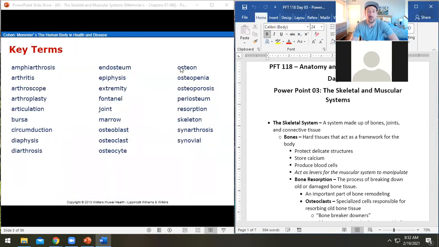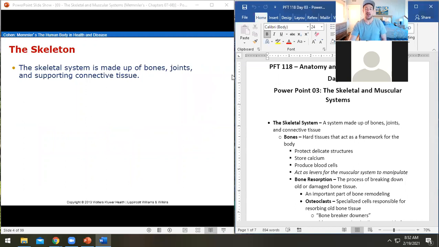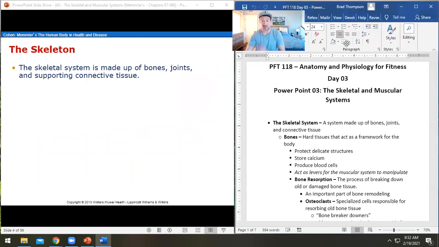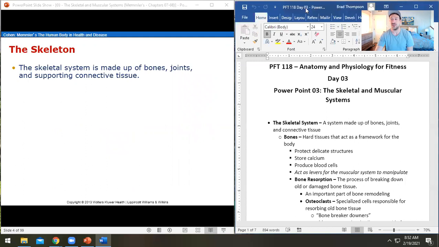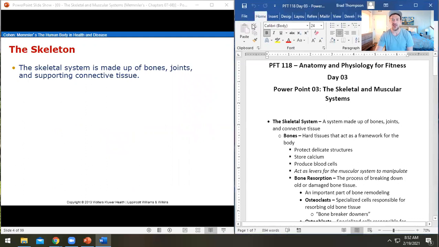Some key terms to look out for here at the top of the PowerPoint. But let's go ahead and just define our skeletal system right off the bat. A lot of people think it's just the bones. Their knowledge of the skeletal system is, yeah, it's the bones inside my body. But when we talk about the skeletal system, it's actually more than that.